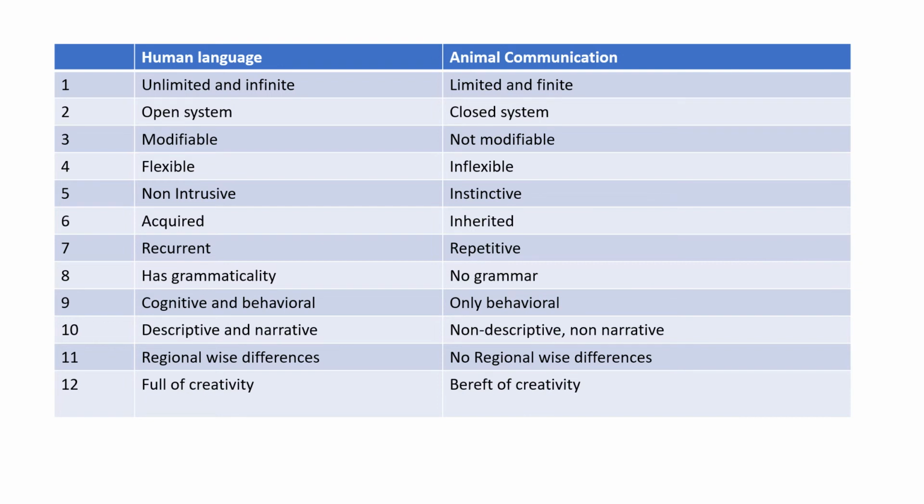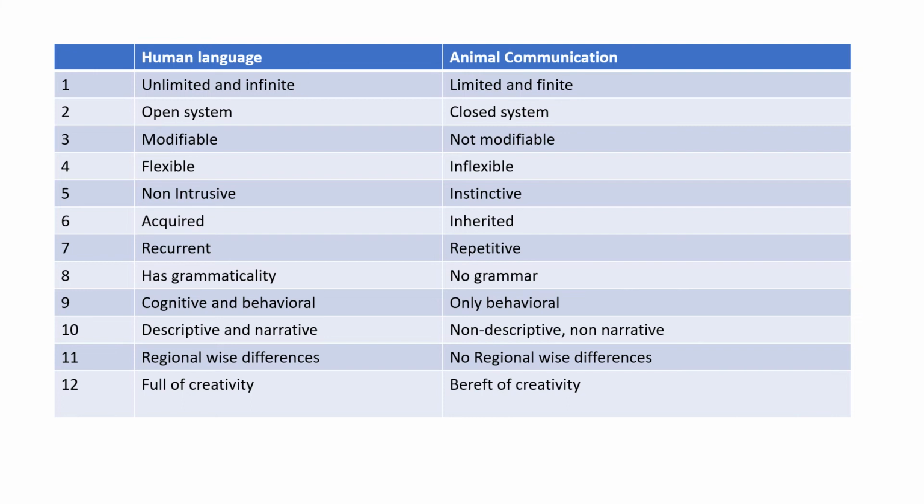Human language is an open system, with lots of meaning, with lots of possibility of generating even more meanings and ideas, whereas animal communication is a closed system. Human language is modifiable. With each growing year, a new word gets added to the vocabulary of all living languages. Why do we call them living languages? Because they keep on growing. Animal communication is not modifiable, and human language is flexible.